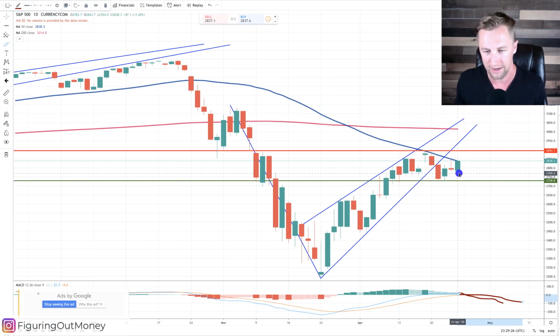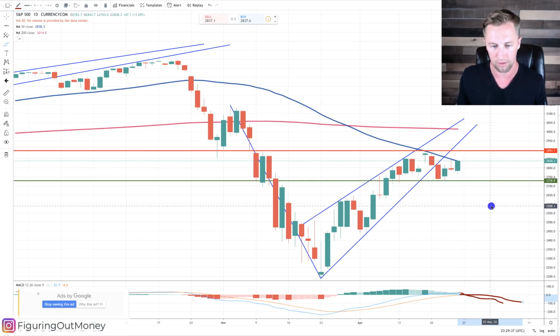This coil right here leads me to believe that if it breaks this, we're going to see the move up. It's going to struggle, though, getting over this 200-day period moving average. But if it breaks here, you can just see the free fall. There's really not too much support in this range.